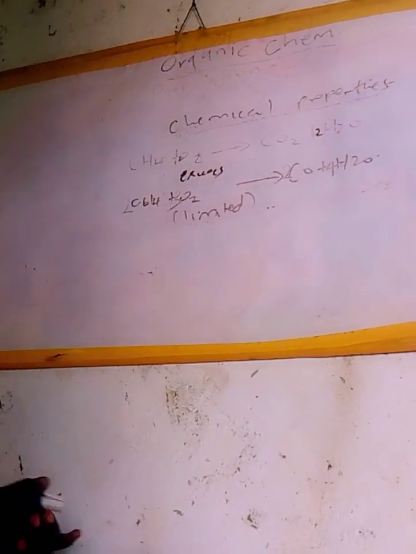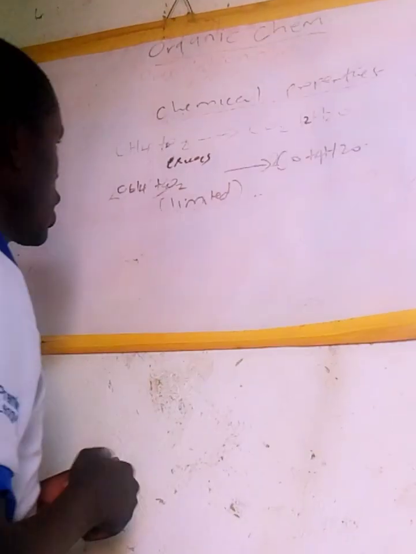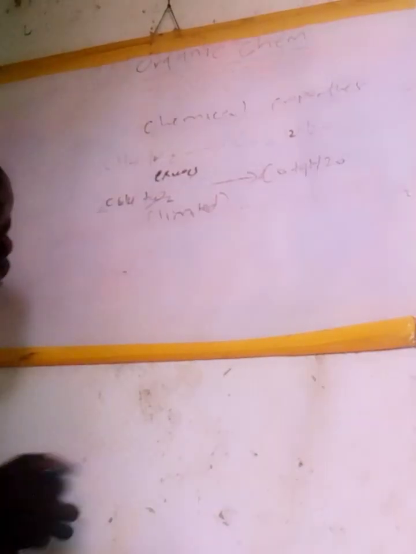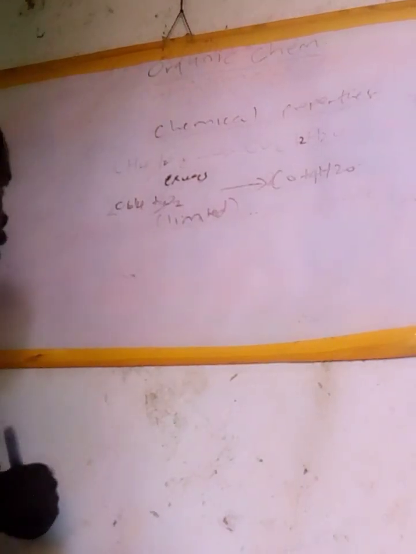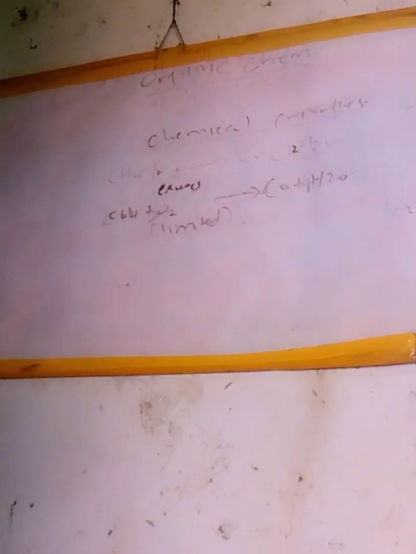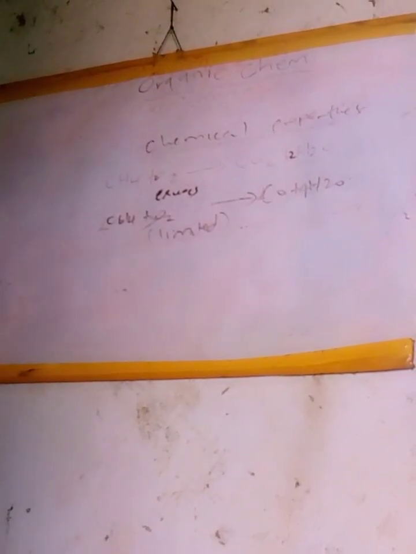So take note of this one. In excess supply of oxygen, alkanes will react with oxygen to produce carbon dioxide and water. But in limited supply of oxygen, alkanes react with oxygen to produce carbon monoxide and water. Then there is also another one. We call it substitution reaction.